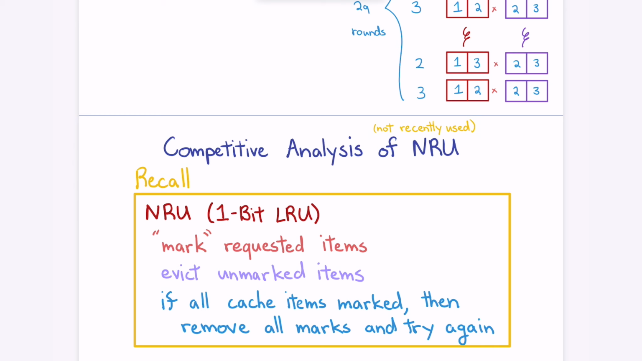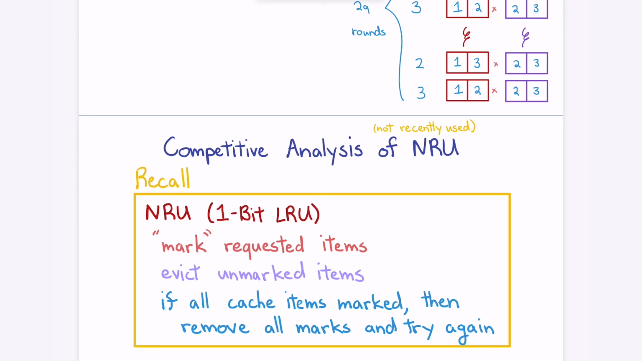is look at not recently used. Okay, so that's the 1-bit marking. Every time you add a page or you ask for a page, we're going to mark it, and we're always going to evict unmarked pages or items. When everything's marked, so you have nothing left to evict, then we'll remove all the marks and pick one of them arbitrarily. We'll make no assumption about how we pick it.